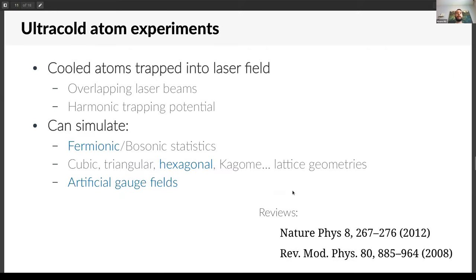Okay. That was for the theory part. So now, how can we observe these currents? Well, to do that, we will propose an ultra-cold atom experiment.